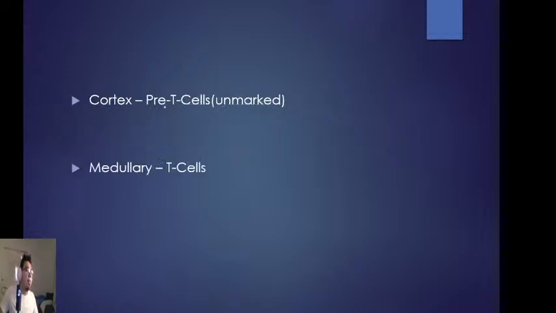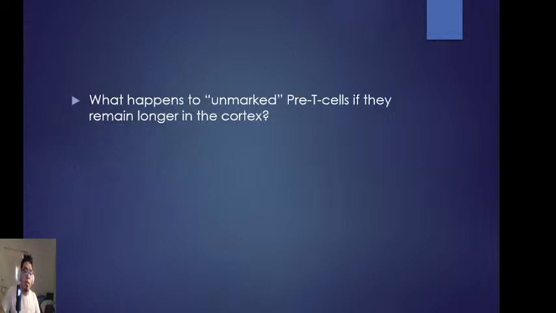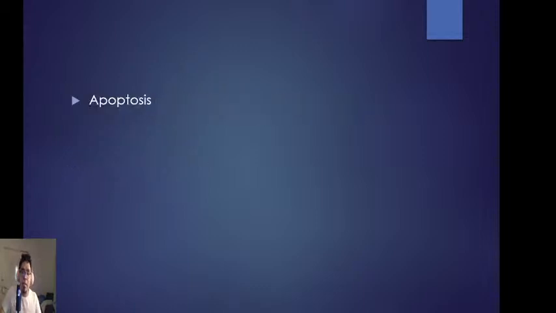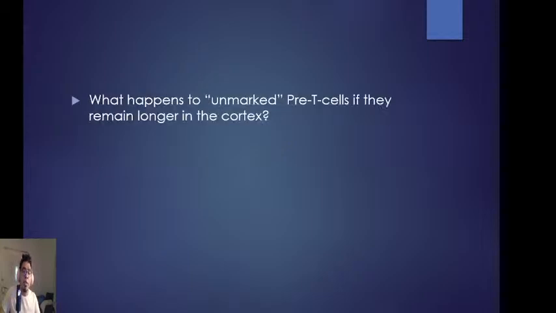What do I mean by pre-T cells? Why did I say unmarked? Pre-T cells are lymphocytes in nature, but they lack the CD markers. They need to be marked with a CD marker, or a specific protein receptor on their outside. And when we talk about lymphopoiesis, you're going to see what an unmarked T cell is. Basically, if it's unmarked, it will undergo apoptosis.